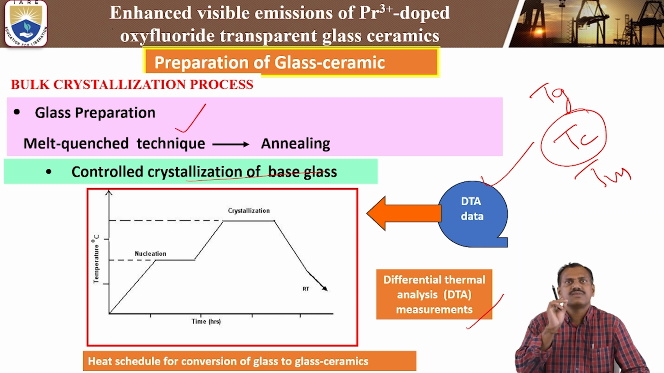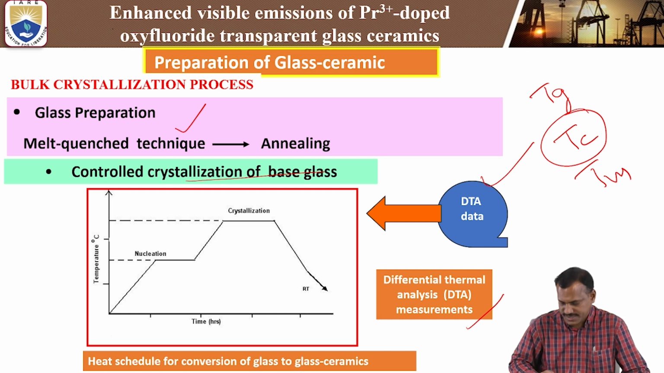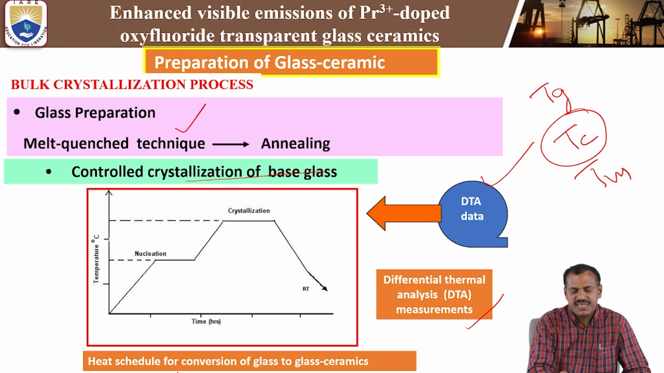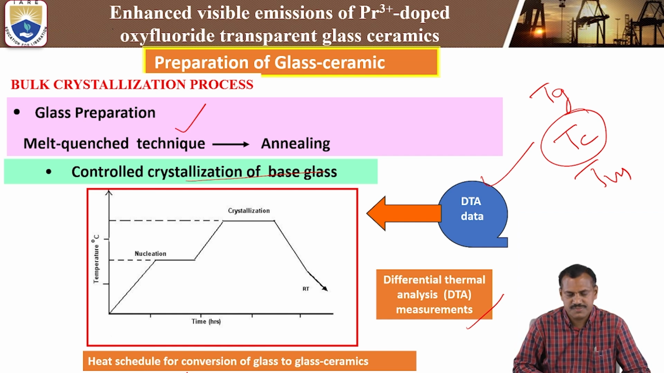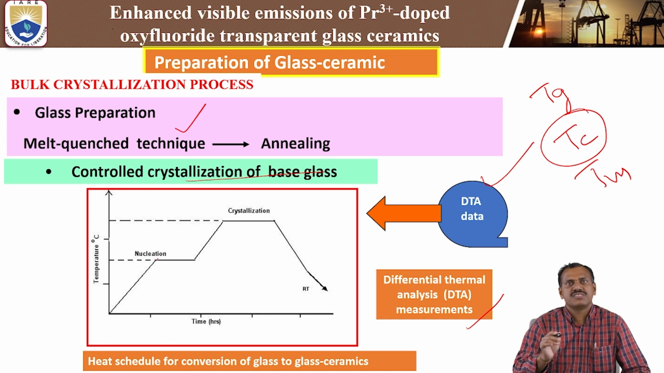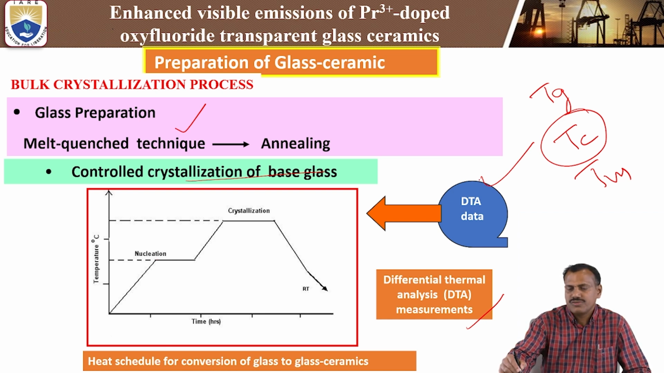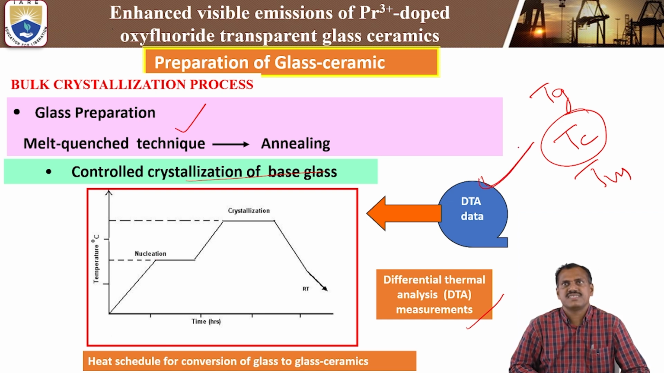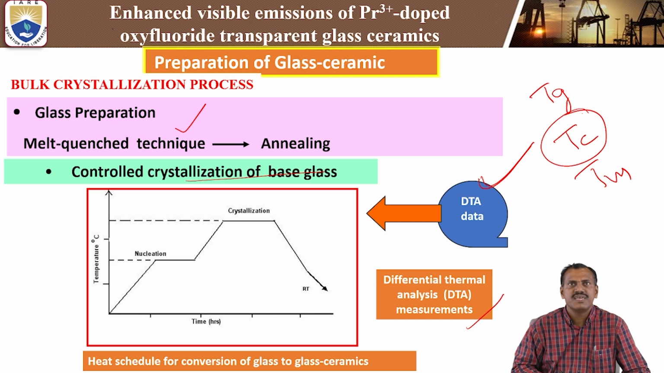But at least one crystalline phase should be there. The crystallization temperature, at least one phase, should be there. Then only can we prepare the glass ceramic materials. So this is the diagram for the schedule for conversion of glass to glass ceramics, time versus temperature. This is the nucleation temperature. We need to study that temperature by using DTA. In DTA, you observe the exact crystallization temperature, and at that particular temperature you need to do the nucleation or heat treatment. Then only can we prepare the glass ceramics.